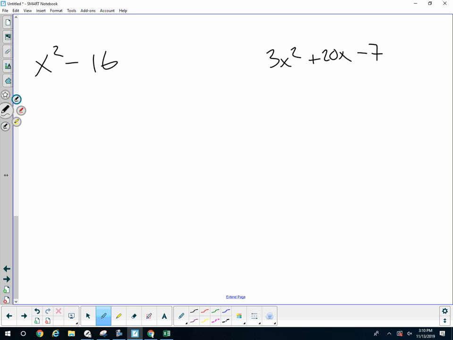Now, what do I do about this x squared minus 16? There's no x's in there. What should I do? What can go in between the x squared and the minus 16? 0. This might help you. Two numbers that multiply to get negative 16 and add to get 0. You can think of those two numbers. Okay. Now the other one, multiply A by C, go through the longer process.